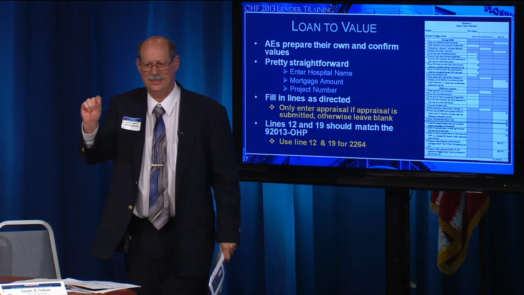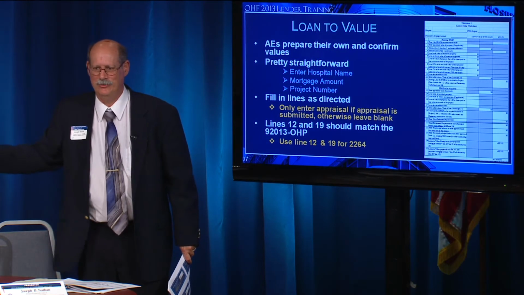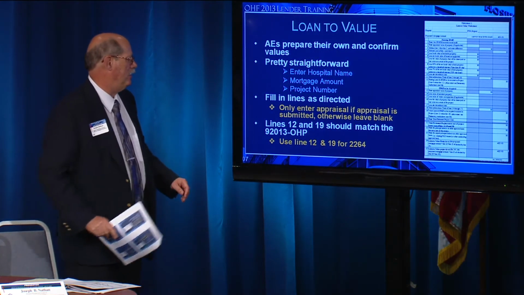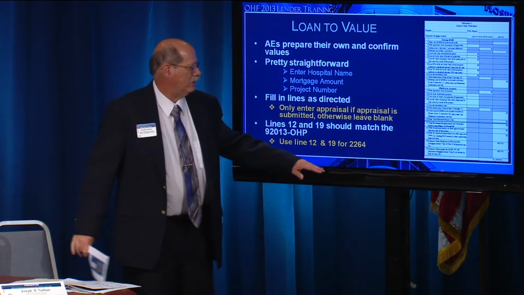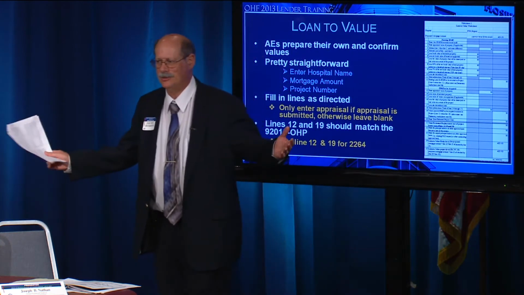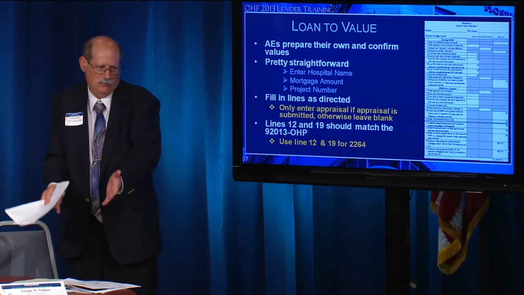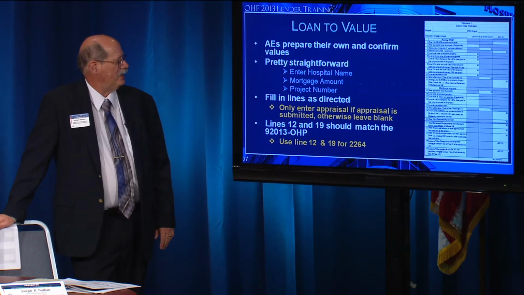And guess what? That's the amount that should go over on the line that says plant, property, and equipment to be acquired. Down here, it calculates the loan to value. You'll see that, and so you'll see what the loan to value is. So, it's pretty straightforward. All right, let's go to the next slide.